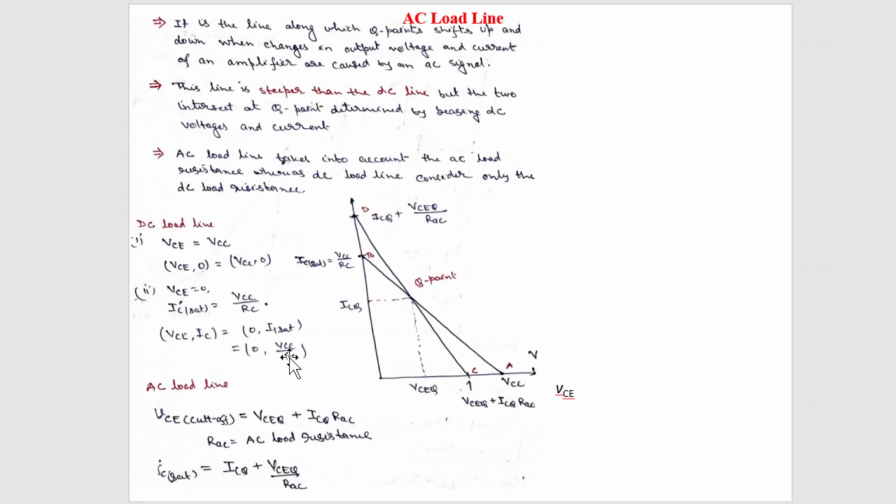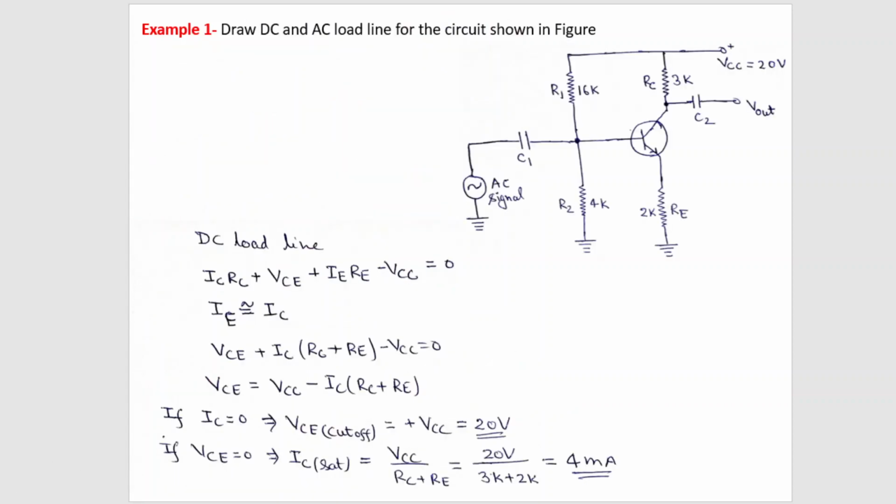So let us try to solve a few numerical examples based on the AC load line. Example first: draw the DC and AC load line for the circuit shown in the figure. If you see the circuit diagram carefully, we have R1, R2, RC, RE. R1, R2 means we have a voltage divider biasing configuration. We have a plus VCC 20 volt power supply. And here, at the input, an AC signal is applied.